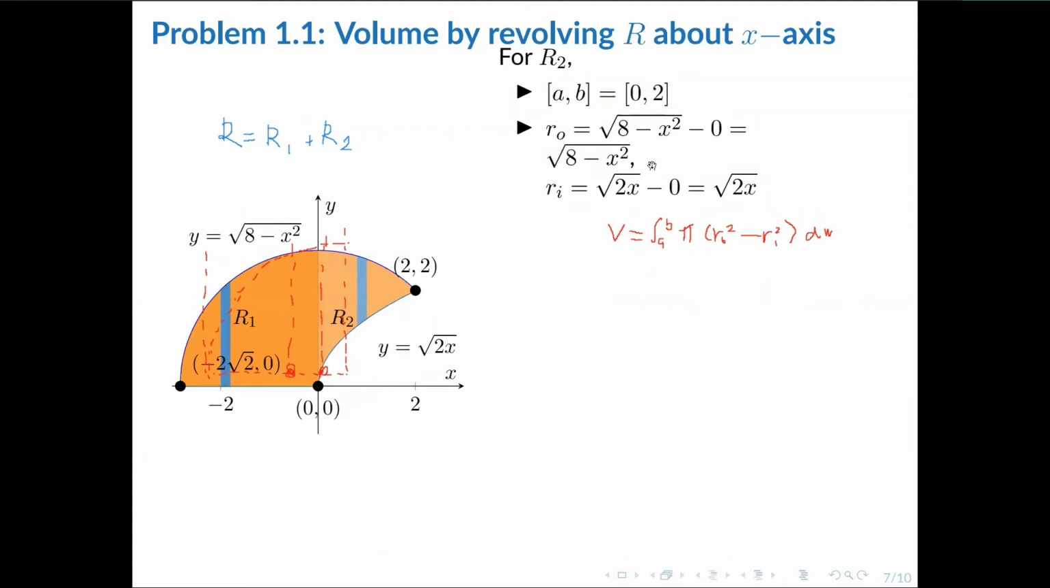So for R2 naman, AB is now equal to 0 to 2. So ito na yung region of area of interest natin, 0 to 2. The outer radius is the same, so square root of 8 minus x squared pa rin. So ito pa rin siya. But the inner radius is now square root of 2x minus 0, which is equal to square root of 2x. So ito na yung inner radius natin. So ito yung difference from R1 and R2. So since R1 ay ito and R2 ay ito, hindi na siya nasa x-axis lang.